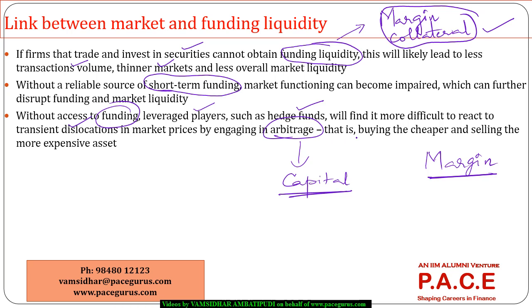So they cannot really get into an arbitrage activity where they are typically buying the cheaper one and going short on the expensive one. So that cannot be done to the fullest as well. So all these factors could really impact the market and the funding liquidity, and probably both of them are very much interconnected because of these various reasons.